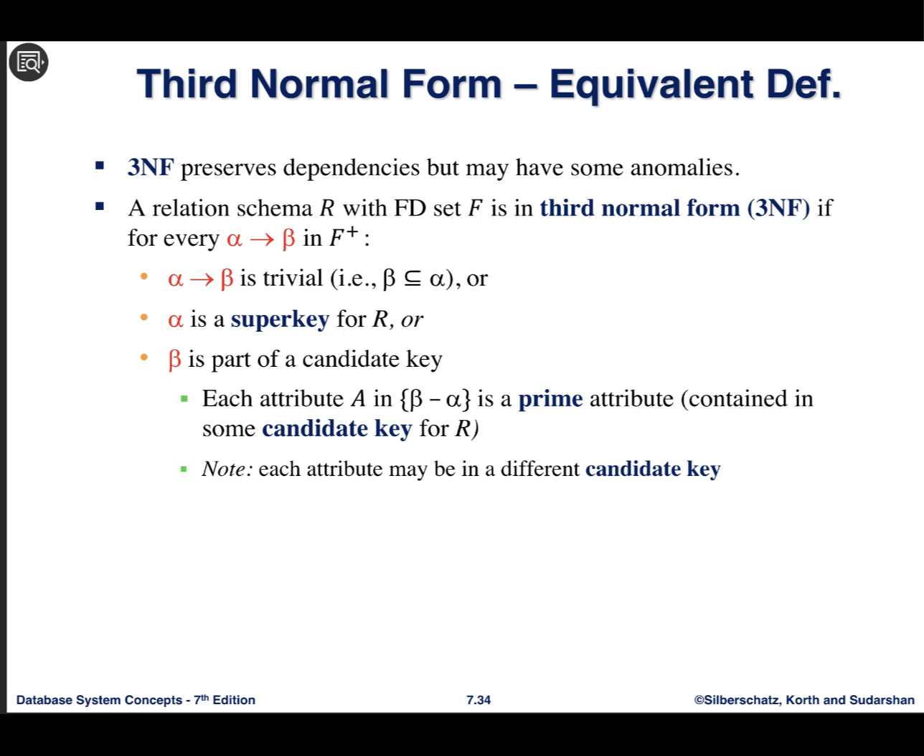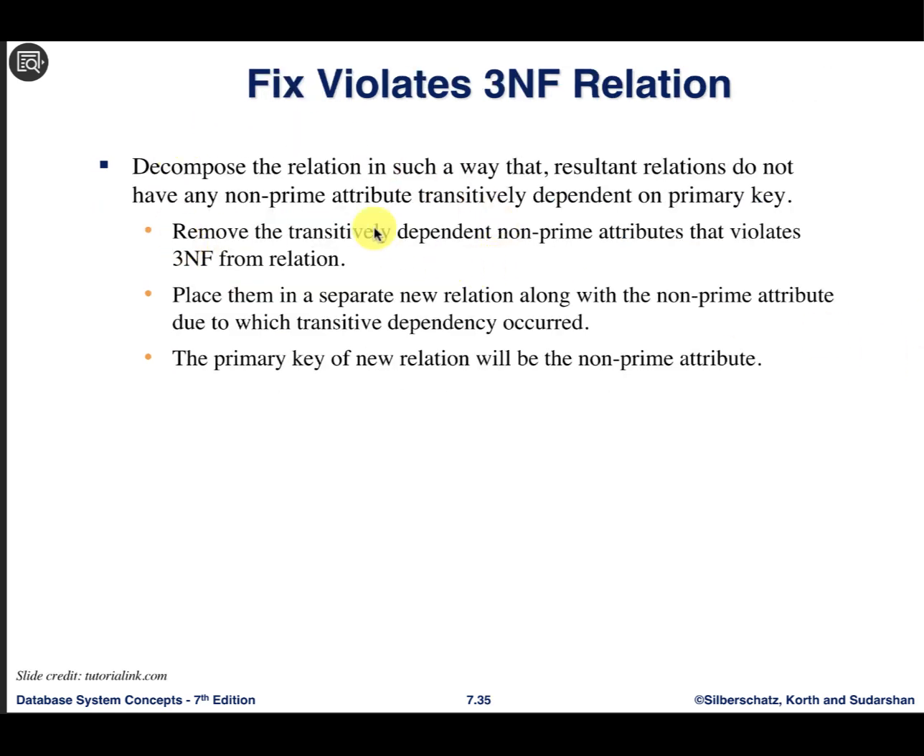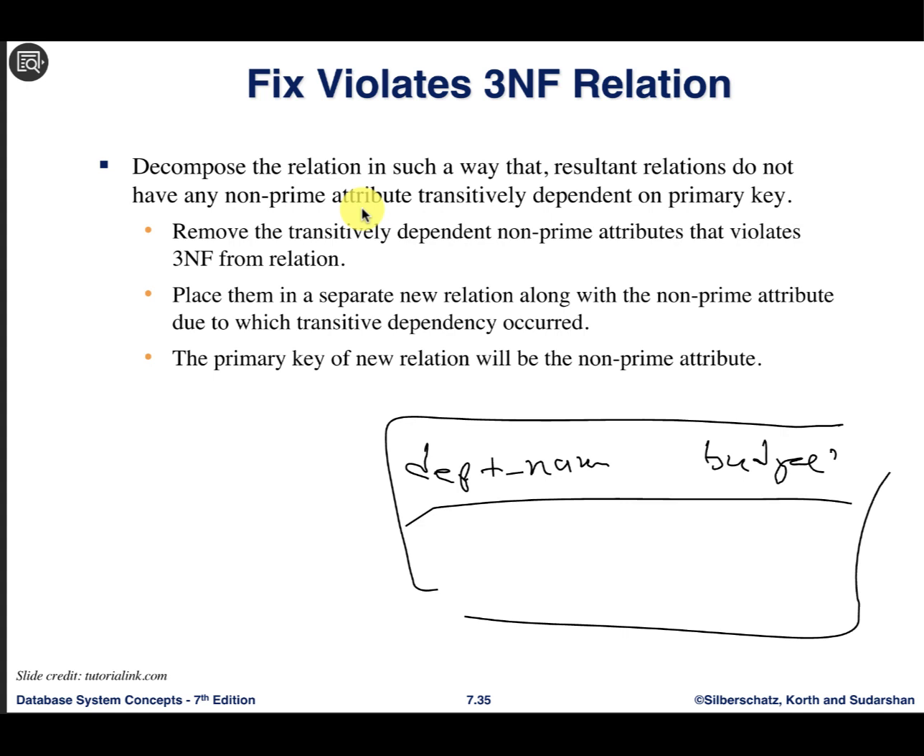In order to fix that, that's what we're going to perform here. Check which is the non-prime attribute that depends on non-prime attributes. Okay? If you found this one, remove these dependent non-prime attributes that violate the third normal form, and place them in a separate relation. So in this case, we have the department name and we have a budget, and it's going to be in a separate relation. Okay? And the primary key is going to be the non-prime attribute that we have.